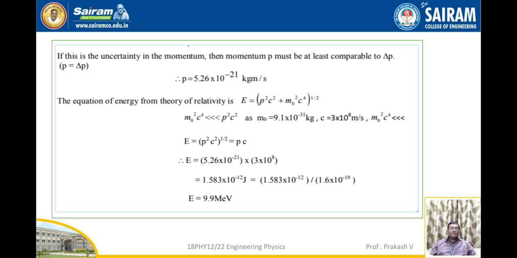So finally the value of E can be written as (p squared c squared) whole to the power of half, and finally it will be equal to p into c. Substituting the values of p and c here, we can calculate the energy E, which is equal to 9.9 million electron volts.